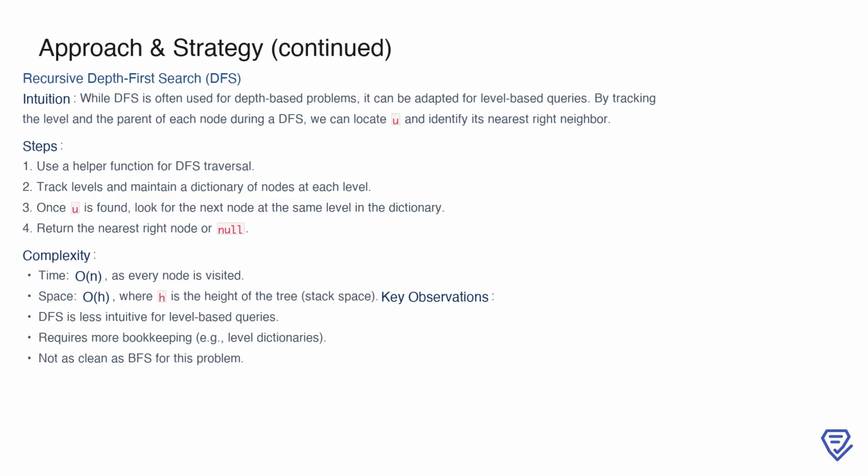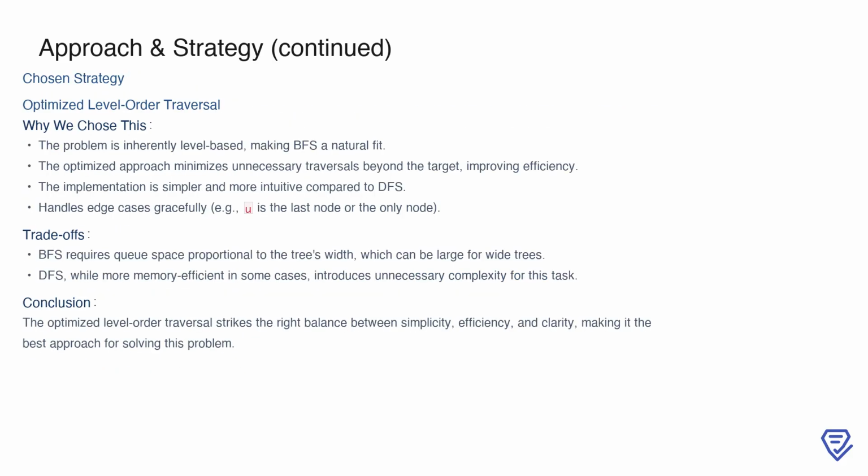After considering multiple strategies, the chosen approach is the optimized level order traversal. This method is well suited for the problem because it aligns naturally with the level-based structure of the task. By terminating early after finding the target node U, it avoids unnecessary processing, making it both efficient and straightforward to implement. Additionally, this approach handles edge cases gracefully, such as when U is the last node on its level or the only node in the tree.